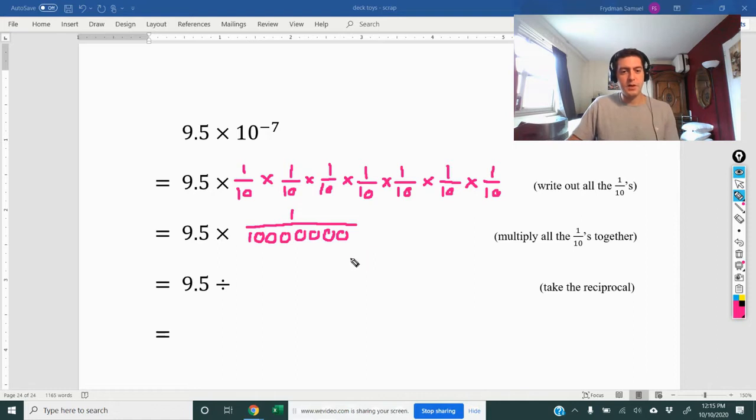6, 7. Okay. And then I'll just put the commas in to make the number easier to read. So that's 1 over 10 million. Now, the next thing we're going to do is take the reciprocal. And we're also going to switch multiplication to division, which I already did for you. So in other words, multiplying by 1 over 10 million is the same thing as dividing by 10 million.